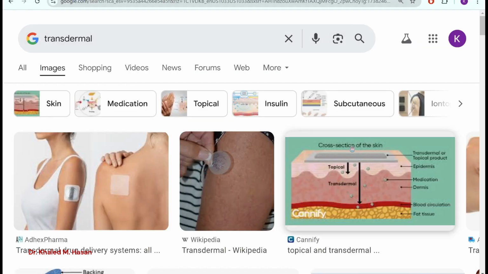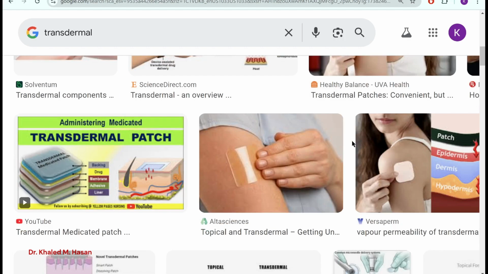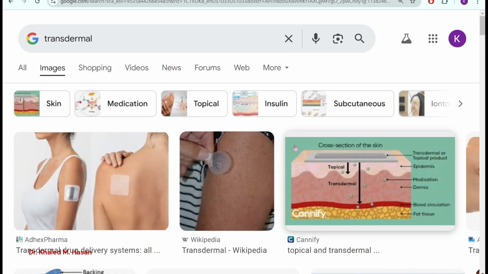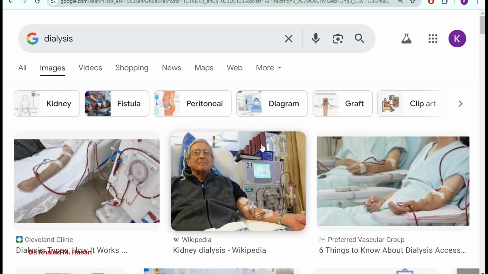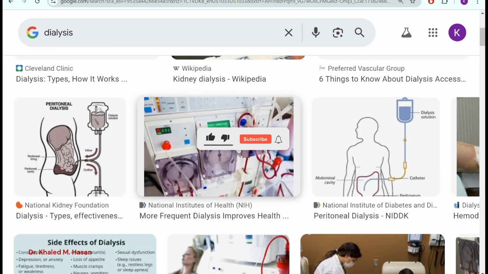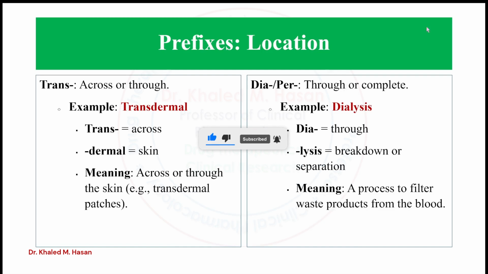From the Google image here, you can see the transdermal patches. I gave the example of scopolamine for motion sickness. We also use them for patients suffering from angina, where we can use nitroglycerin or isosorbide dinitrate. Moving to dialysis, here you can see the patient on dialysis, and this is the machine for dialysis. Dialysis is a process to filter waste products from the blood, especially for patients suffering from chronic renal disease and end stage renal disease.